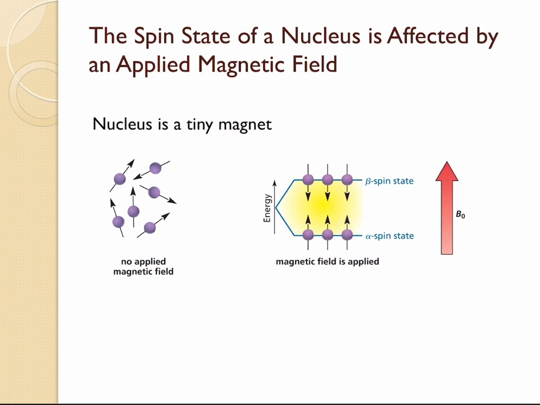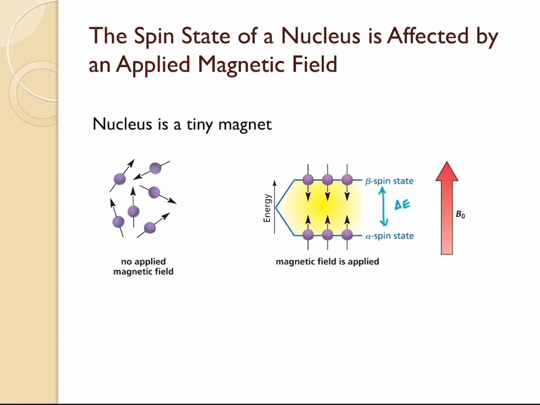Nuclei with magnetic moments that align with the field are in the lower energy state, also called the alpha spin state, and those with magnetic moments that align against the field are said to be in a higher energy state, also called the beta spin state. But remember, the beta spin state is at a higher energy level, and therefore more nuclei are said to be in the alpha spin state. And this energy difference between the alpha spin state and the beta spin state is called delta E, and it is going to be directly proportional to the strength of the magnetic field applied.